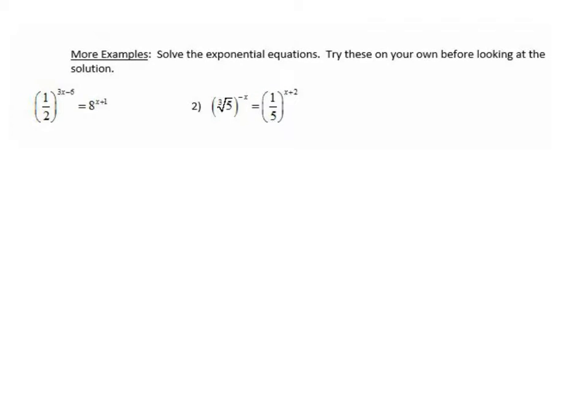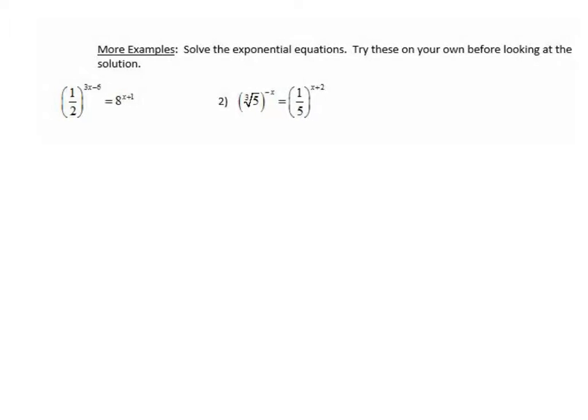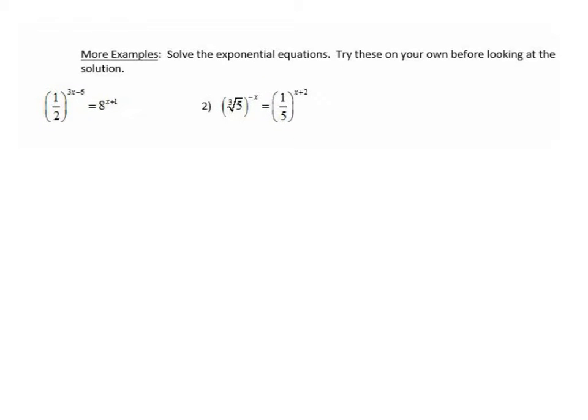So in these two example problems, I'm going to move it where you can see it better. We are asked to solve a couple of exponential equations. Both of these problems can be solved by expressing both sides of the equation as powers of the same base.